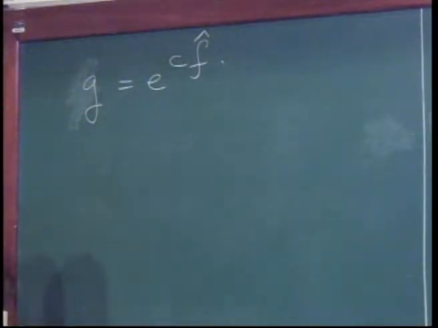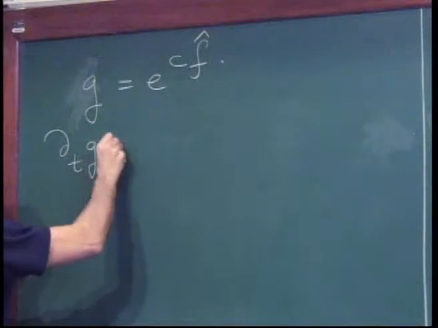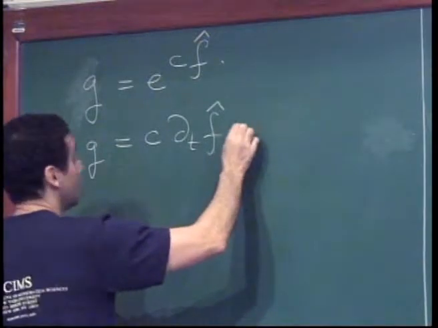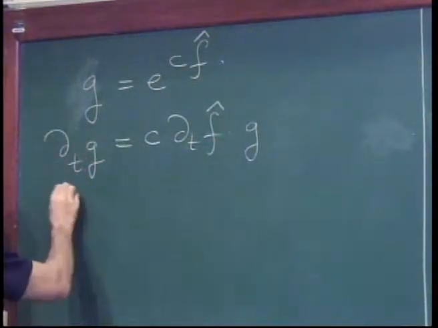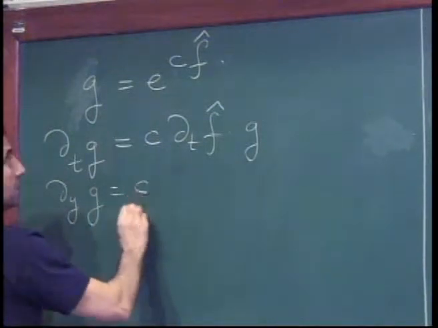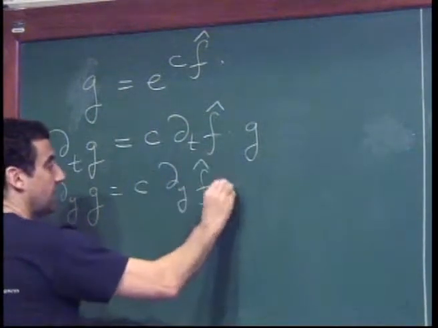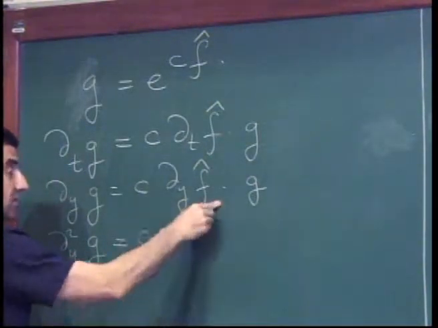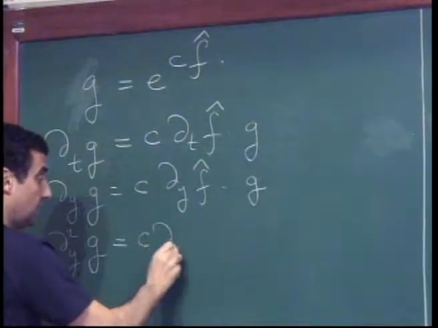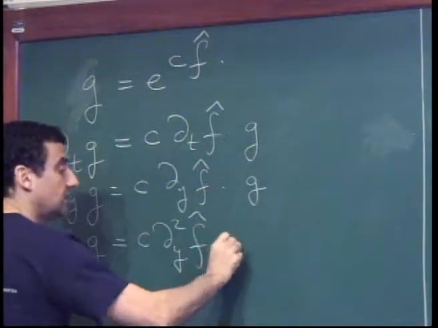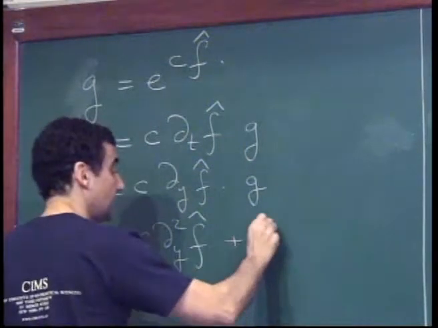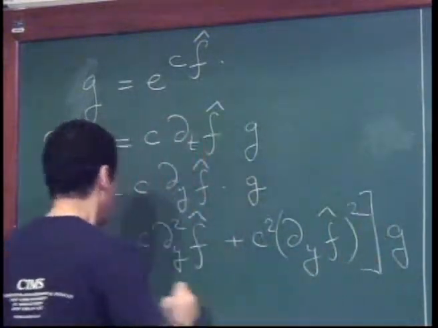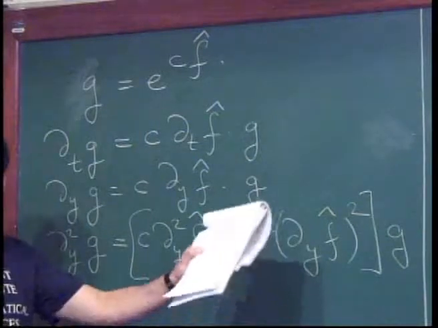So, okay, if I write d_t g, not very hard, it's c d_t f hat times g. Same thing for d_y g. It's c d_y f hat times g. And so the second derivative in y, I do that for those who've never done this kind of computation. I have to differentiate that. I get c d_y squared f hat. And then I differentiate that again, which gives me a c squared d_y f hat squared g. And this is the miracle. This is where you have the nonlinearity, exactly.